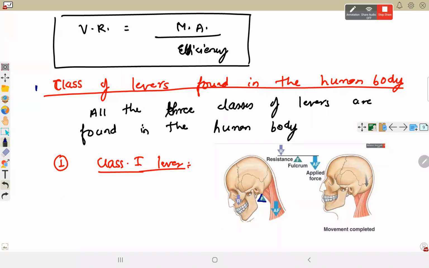So you can see, Vihan, this is the fulcrum. Muscular forces exert the force, and there is some resistance. You are trying to speak or you are trying to bend your head, something like that. The opposite to that is the resistance. So class 1 lever is seen in the nodding of the head.